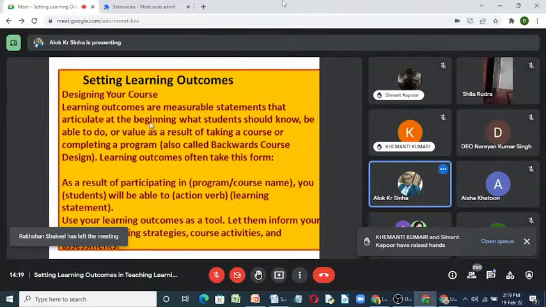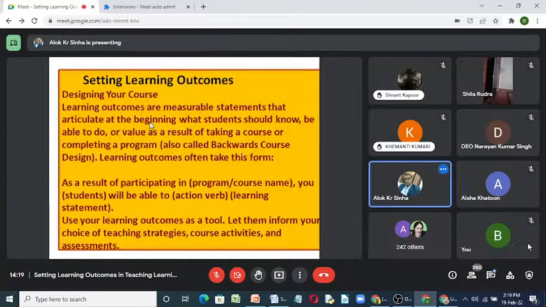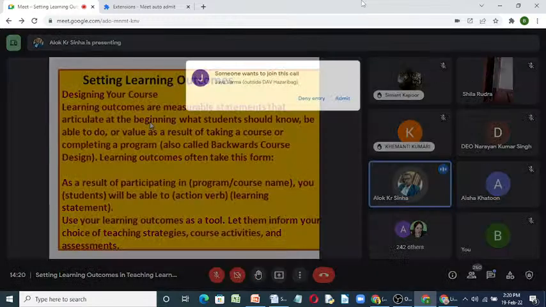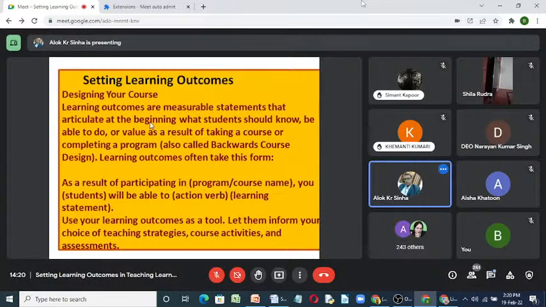So after knowing, we must set learning outcomes. So let us see how to design a course. For achieving any learning outcome, we must design our course or our lesson plan so that students may get more learning outcomes.